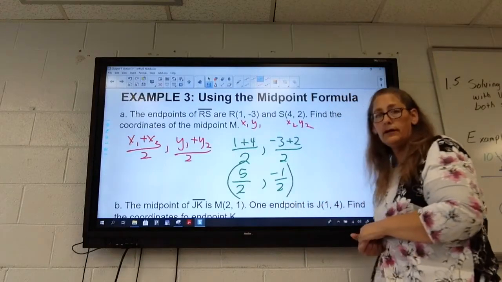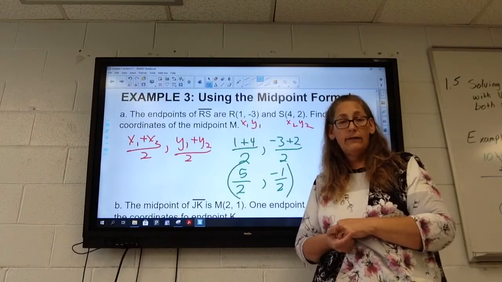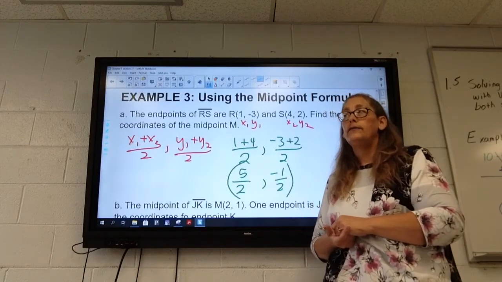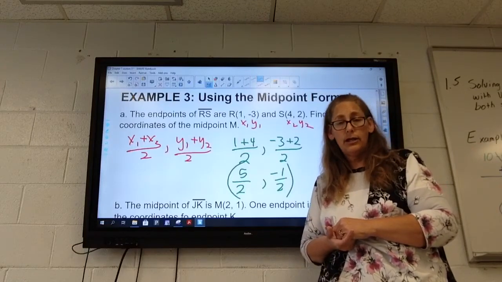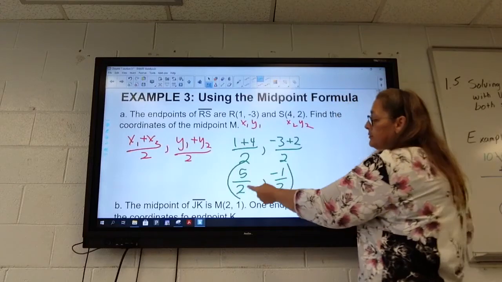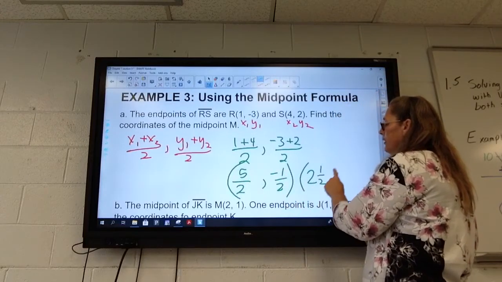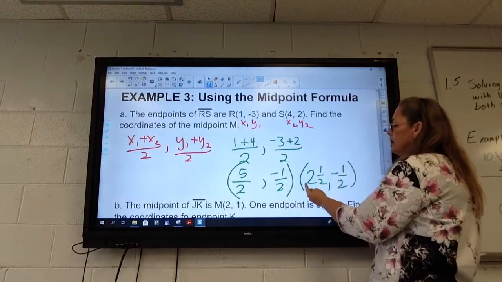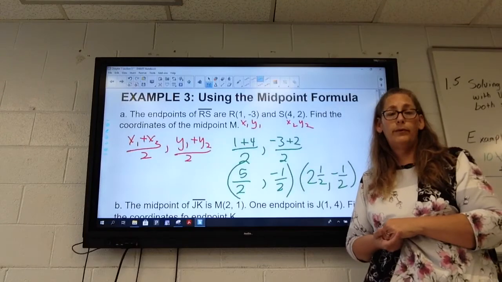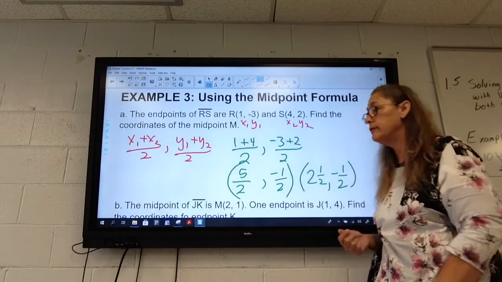You can leave it there, but if you leave it there, do you know where 5/2 is on the graph? Chances are you don't. If you have a calculator, it will automatically change it for you. If you don't have a calculator, how many times does 2 go into 5? 2 times with 1 left over. And so that's 2 1/2, negative 1/2. That's the coordinates of the midpoint. That's where the middle point is between those 2 points on a graph.